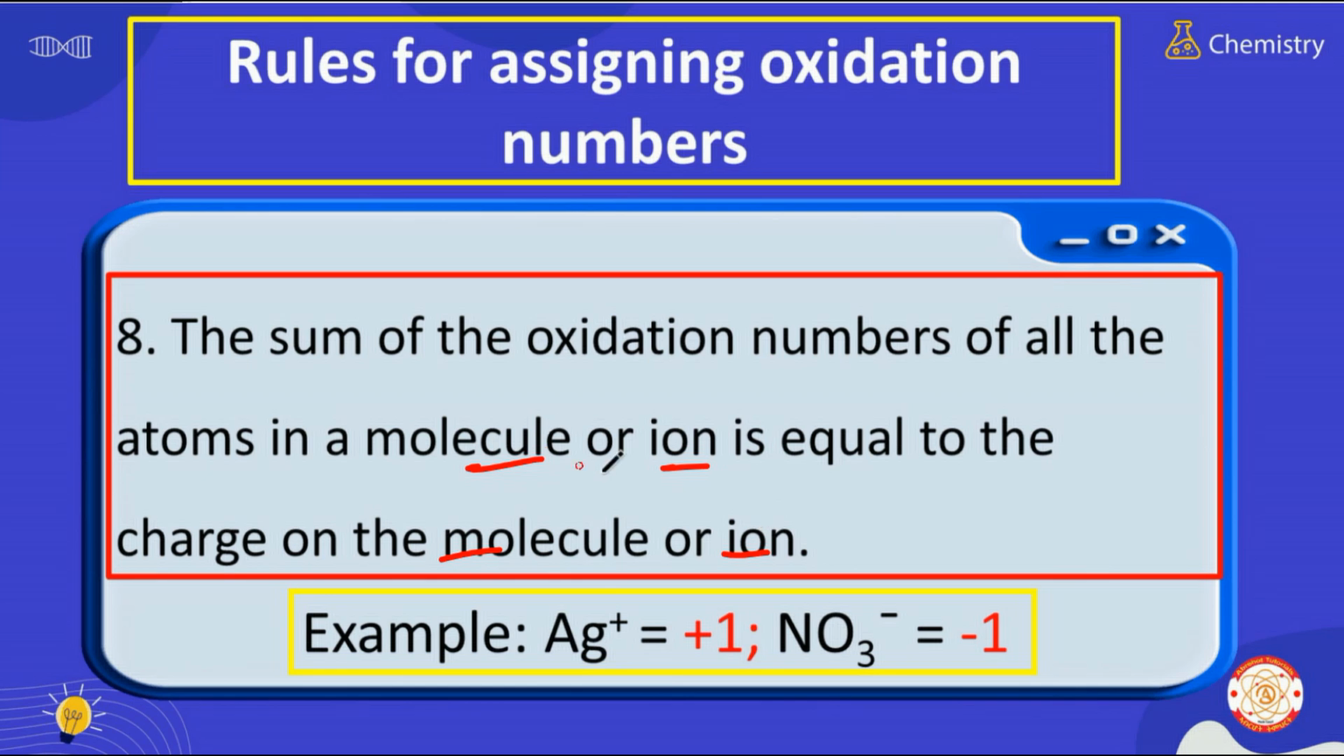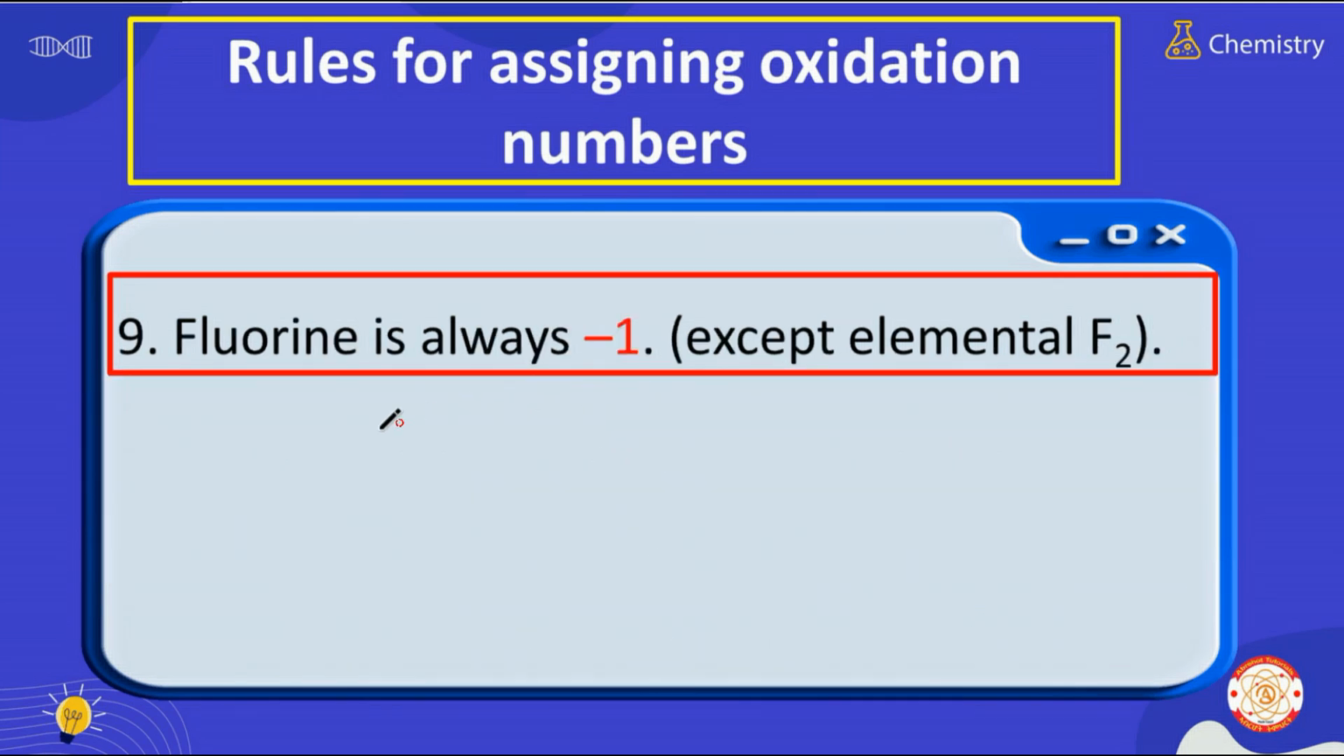For example, if you take nitrate, it has a charge of -1, right? So the sum of the oxidation numbers of nitrogen and oxygen should sum up to -1. Rule number 9, fluorine has an oxidation number of what? -1. It always has an oxidation number of -1, except elemental fluorine, which has an oxidation number of 0.